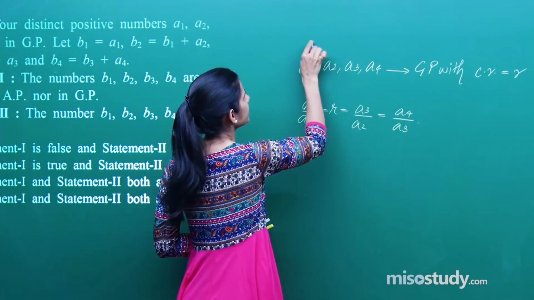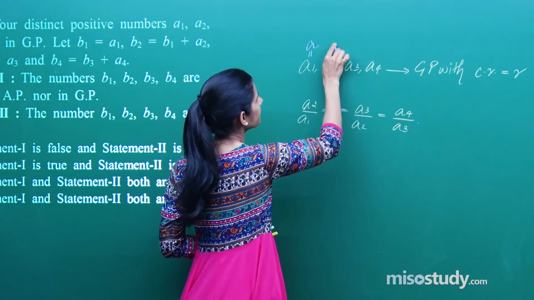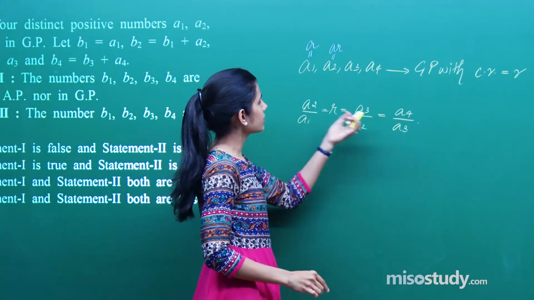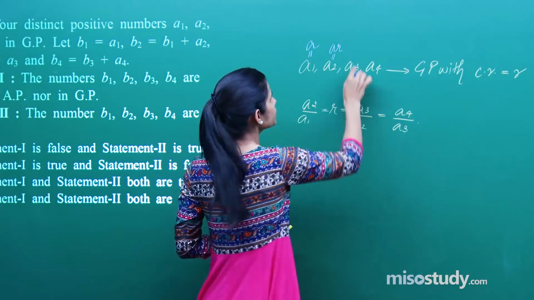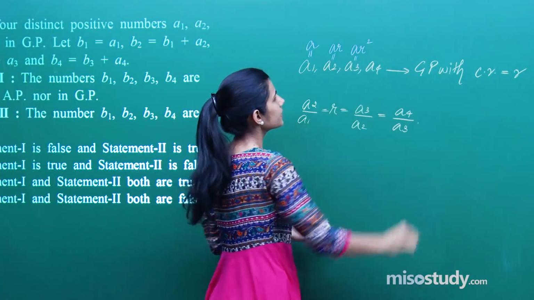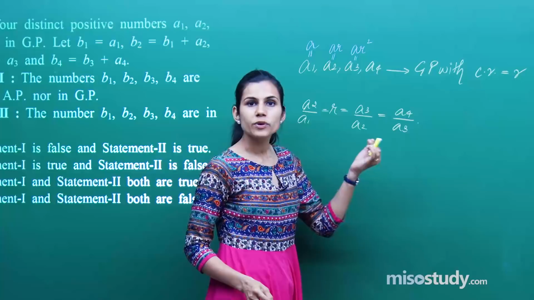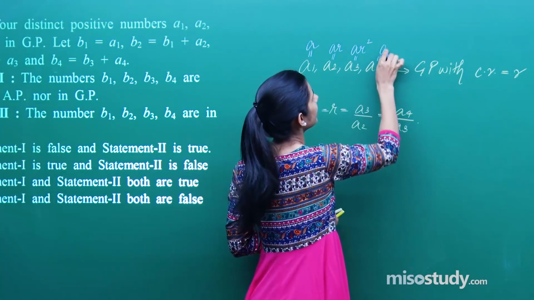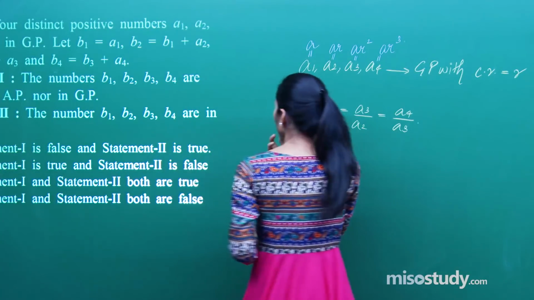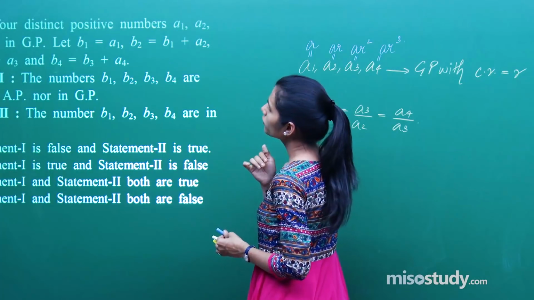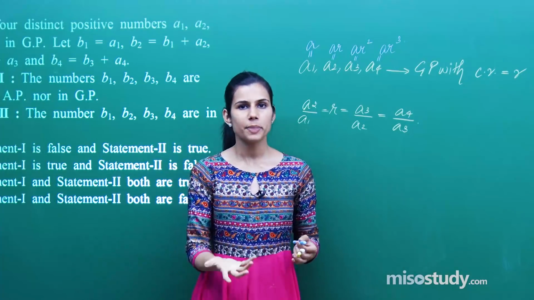So first term, if I am taking as small a, A2 becomes what? If this is small a, A2 becomes aR. A3 becomes what? R times A2, but A2 is aR, so R into aR, which is aR square. What is A4? A4 is A3 into R, but A3 is aR square, into R is aR cube, so A4 is aR cube, right? Now, A1, A2, A3, A4 are in GP has landed us to such a representation of these 4 in terms of the first term and the common ratio.